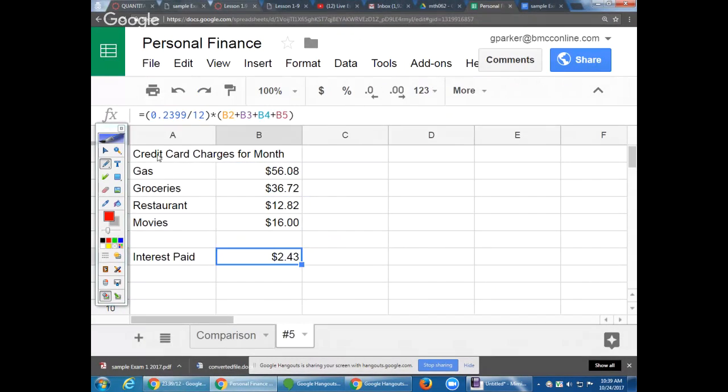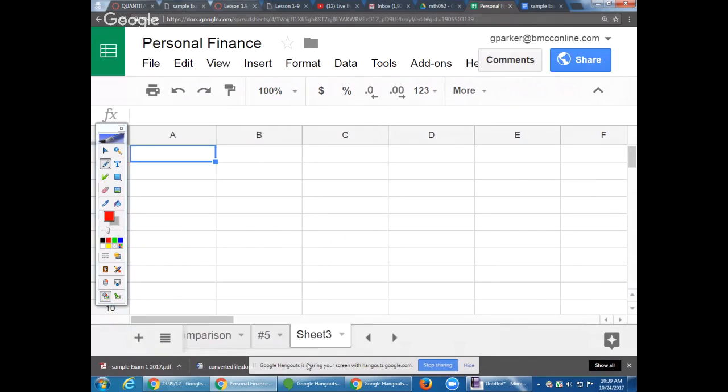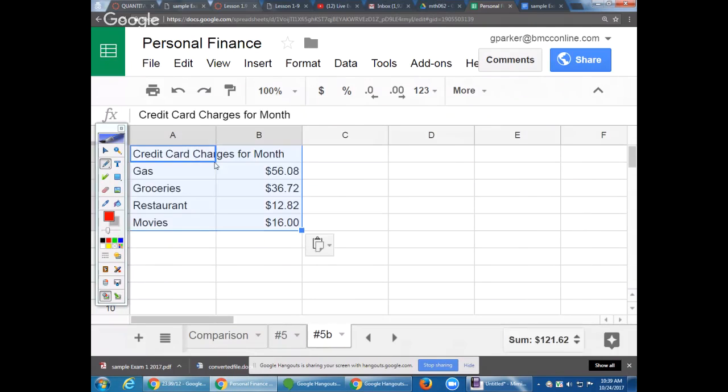All right, so I'm going to do this again, just for fun, a couple different ways. Let's see, I'm going to copy that into a new sheet, number 5B, and I'm going to paste that in.